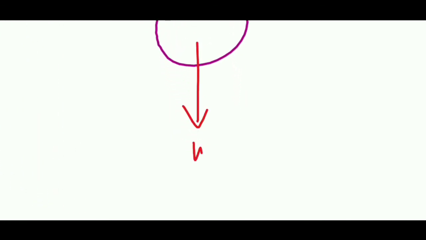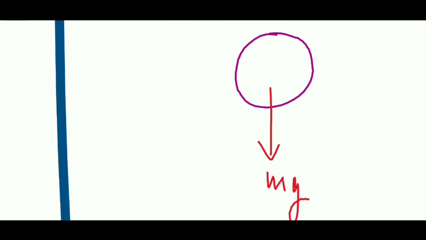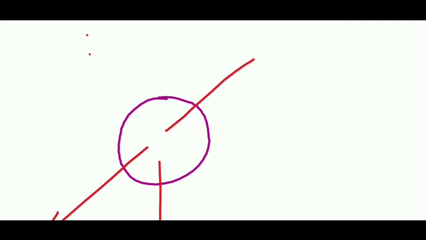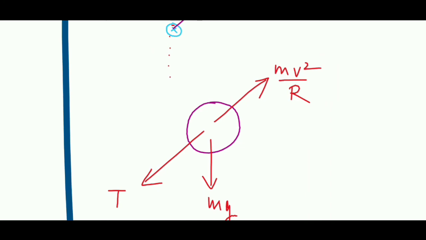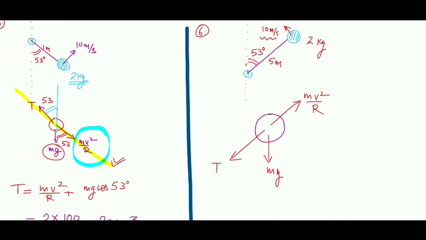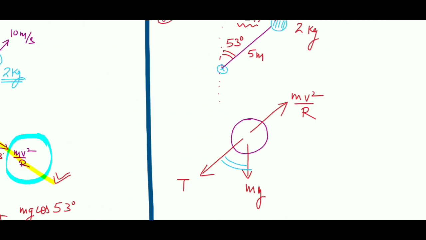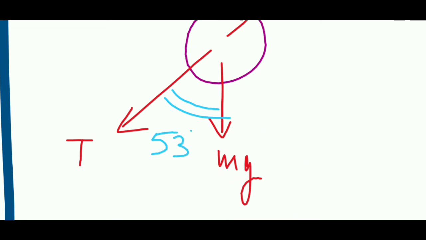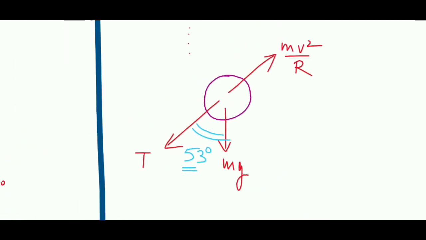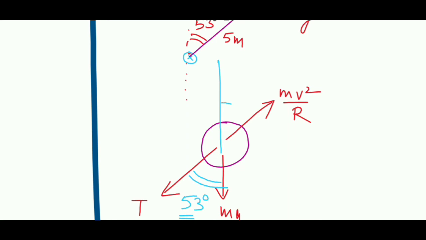So mg is in this direction, tension will be in this direction, and mv square by r will be in this direction. Check it out. This is the whole picture. And over here we have the 53 degree. This is my 53 degree. This will also be 53 degree, but I don't need it.